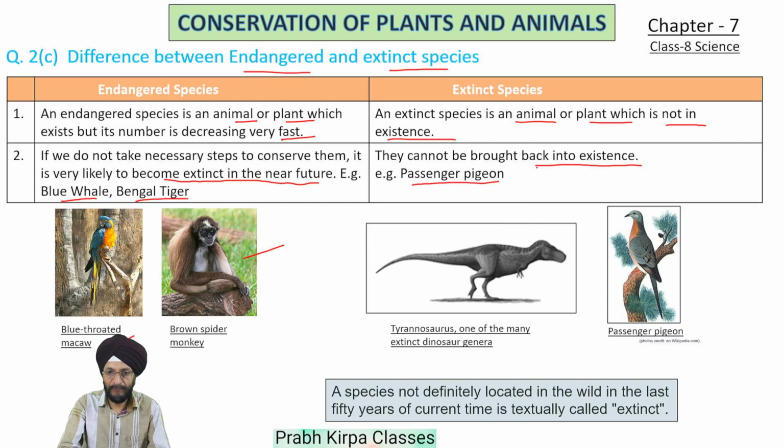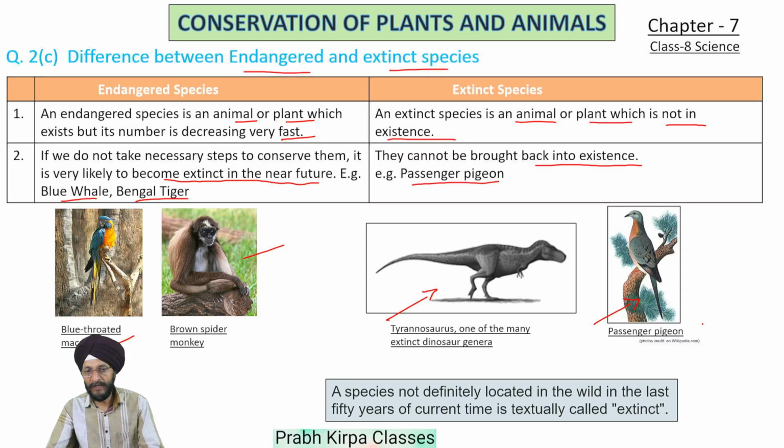In the case of extinct species, this is the example of a dinosaur and the passenger pigeon, which no longer exist on this planet. A species not definitely located in the wild in the last 50 years of current time is technically called extinct. That is how a particular plant or animal is treated as extinct.